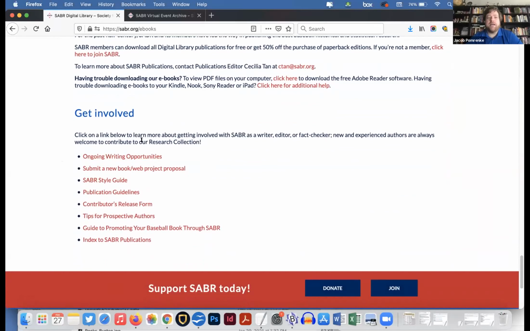And then down here, we've got a section about getting involved. If you want to do your own research, get involved with an existing project that Sabre is working on or a new book, we've got different ways for you to do that. If you want to propose your own project, we have a new editorial board that is going through all the different proposals. We'll be meeting in early April, I believe, to discuss some proposals that have come in over the last few months. That's something we're always encouraging Sabre members to do.